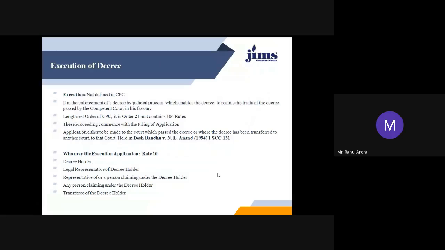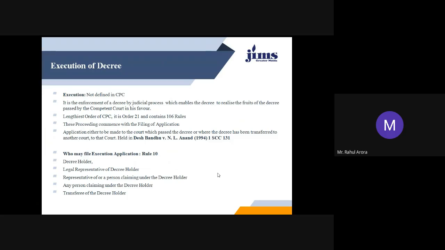As far as the word execution is concerned, it has not been defined in CPC. As you all are aware, there are various expressions which have been defined in section 2 of the Code of Civil Procedure, but the word execution has not been defined. Now, in the literal sense, the word execution means the enforcement of a decree by judicial process, which enables the decree holder to reap the fruits of the decree passed by the competent court in his favor.